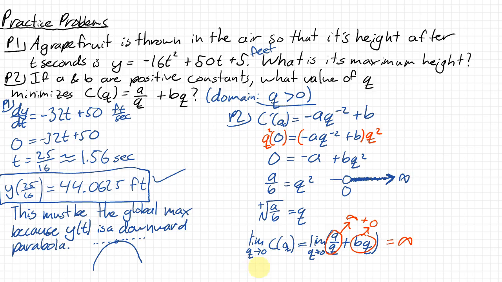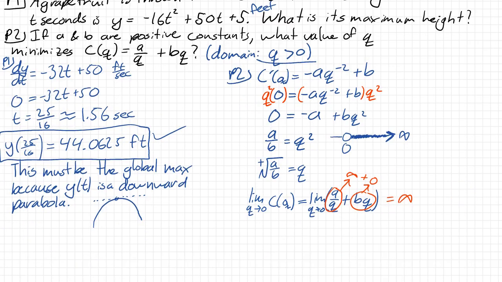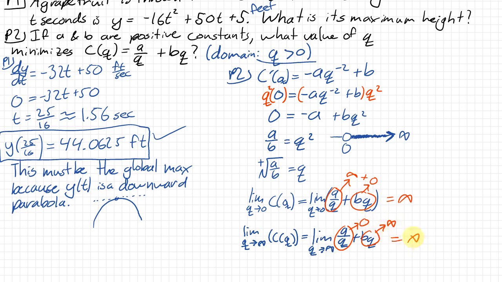Then we also want to know about the limit as q approaches infinity of c of q. And that's going to be the limit as q approaches infinity of a over q plus b q, and this time the a over q will approach 0 and the b times q will approach infinity, so the whole thing will approach 0 plus infinity. So it approaches infinity in those two ways.